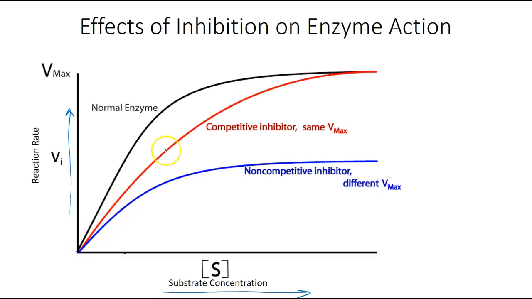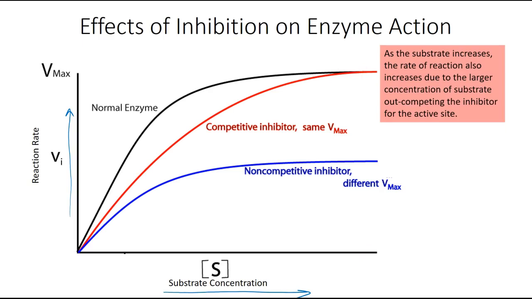This slope, though, is always going to reach the exact same maximum. Why is that important? Because as substrate concentration increases, the rate of reaction is also going to increase like the normal enzymatic reaction, because there are more substrates to act on.